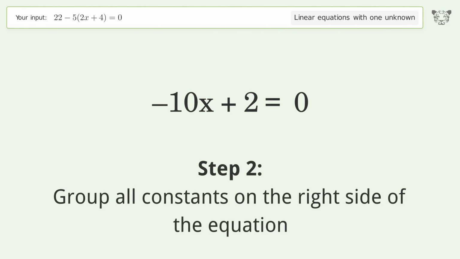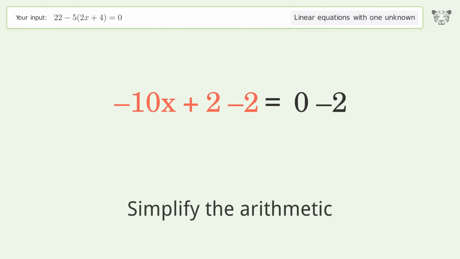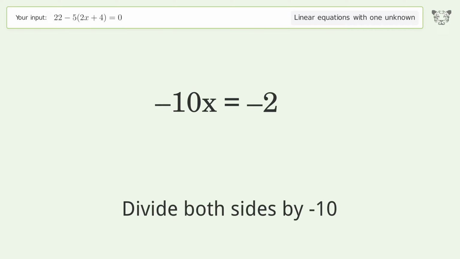Group all constants on the right side of the equation. Subtract 2 from both sides. Simplify the arithmetic. Isolate the x. Divide both sides by -10.